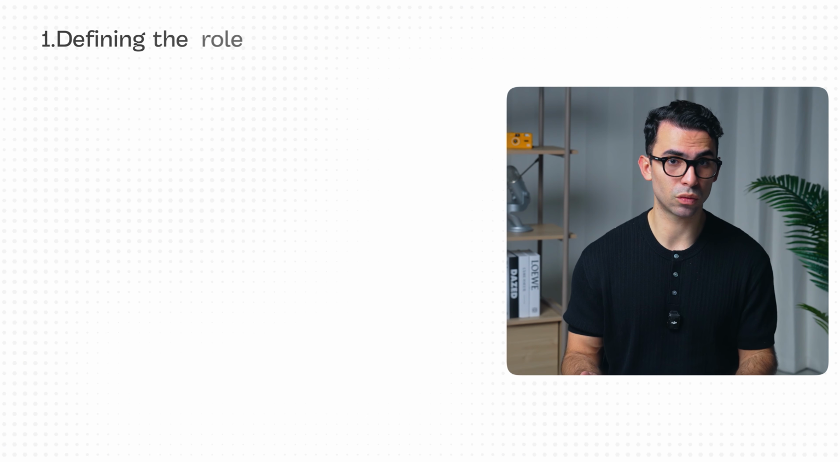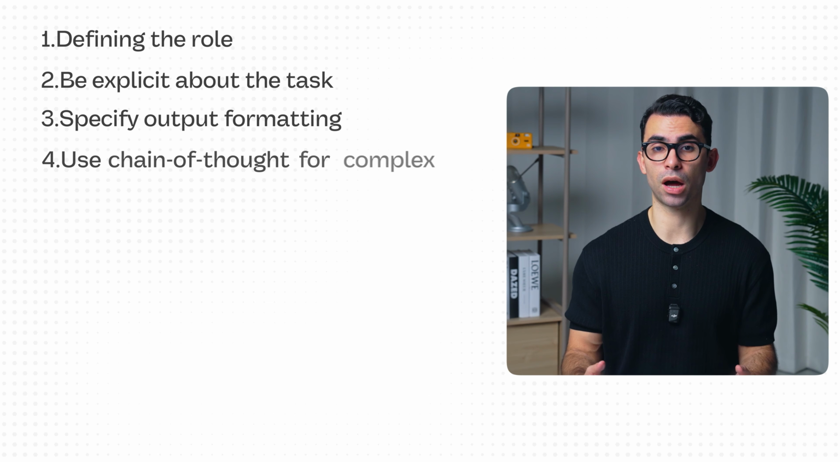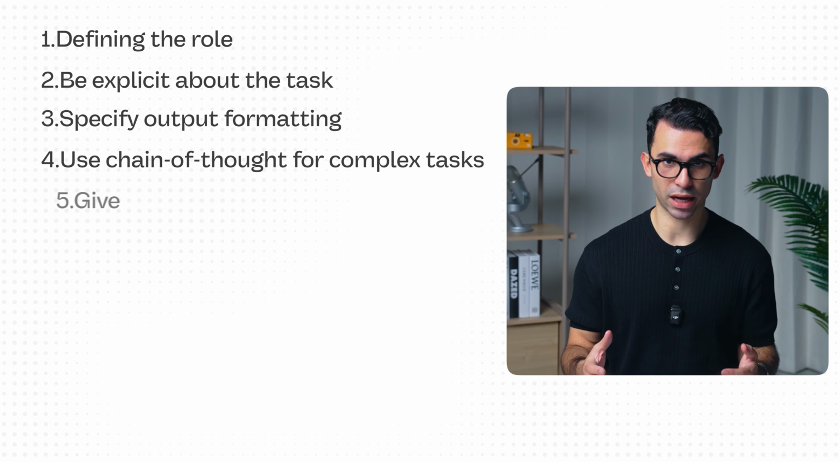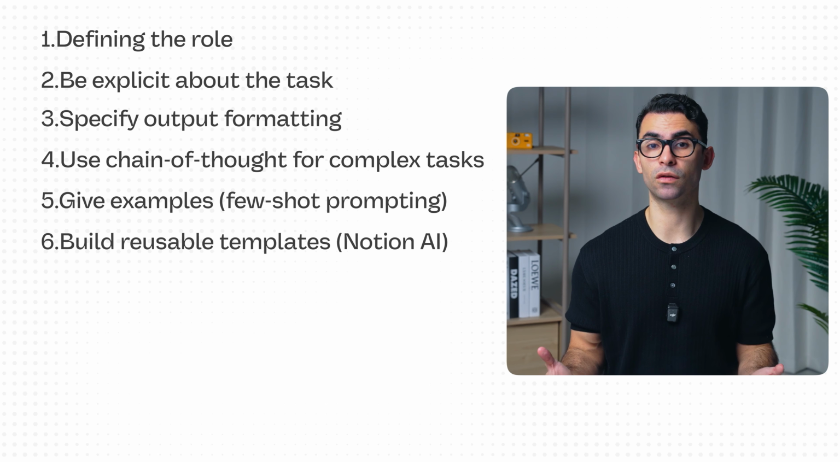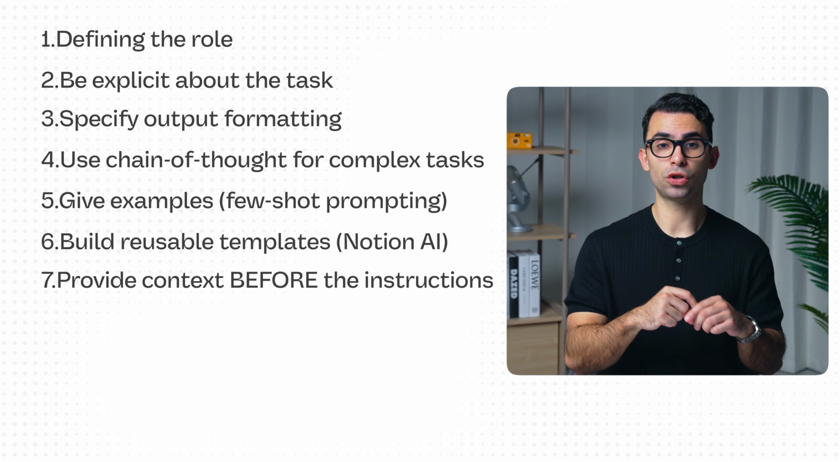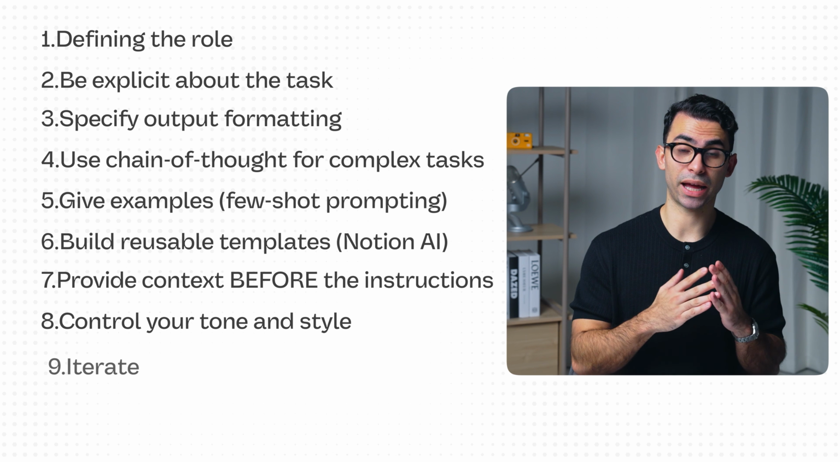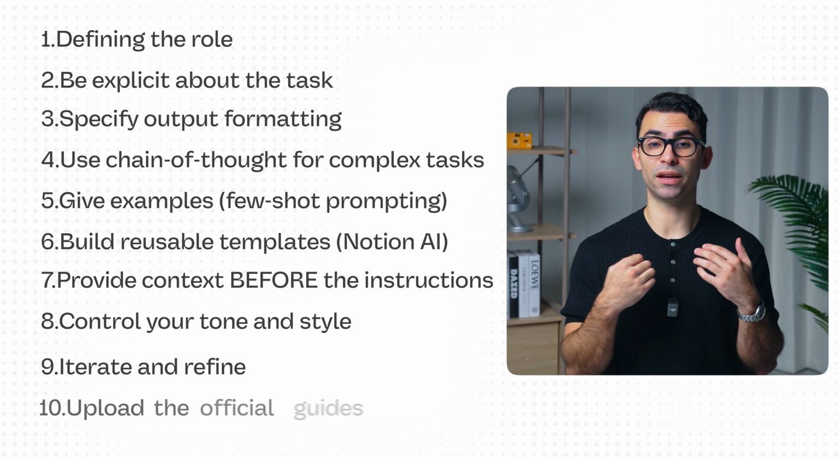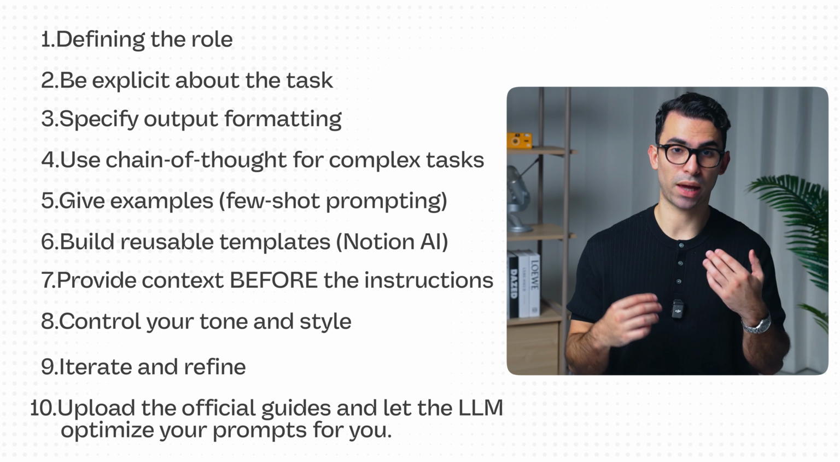Okay, let's do a quick recap of what we talked about today. We talked about defining the role, be explicit about the task, specify output formatting, use chain of thought for complex tasks, give examples, give as many examples as possible, build reusable templates, and I would suggest to use Notion AI for this, provide context before the instructions, control your tone and style, even with just one line, iterate and refine, and lastly, upload the official prompting guides to your LLM of choosing and ask it to help you improve your prompt.